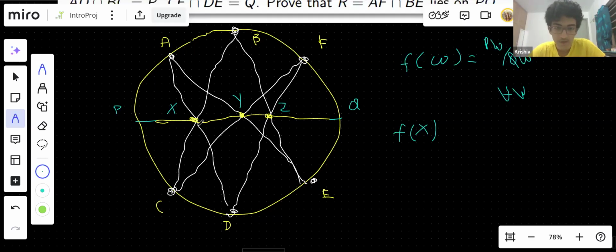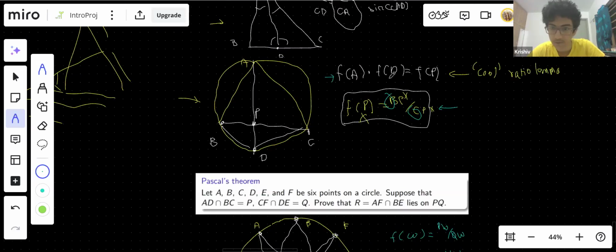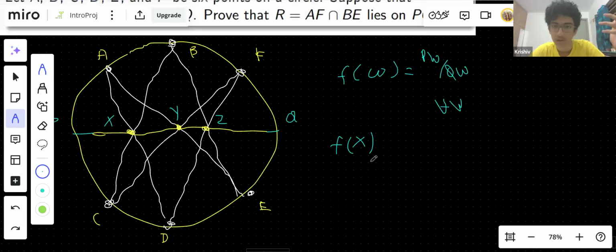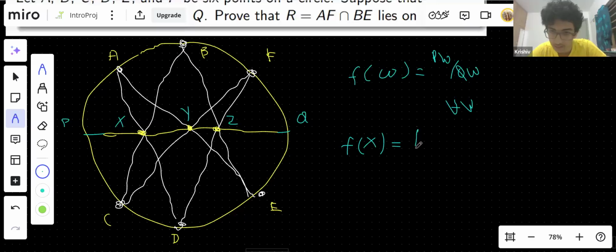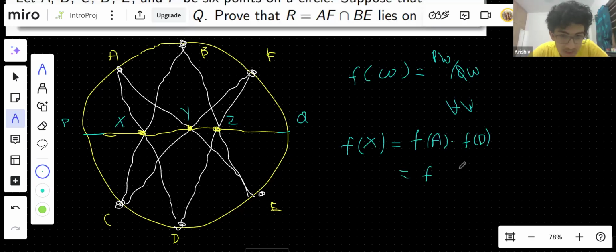So now we can see that there are a lot of line segments passing through x. So we can calculate f of x based on other points' f using this ratio lemma. F of a times f of d is equal to f of p for a point p on pq. So what is f of x, depending on other points? F of a into f of d, and f of b into f of c.